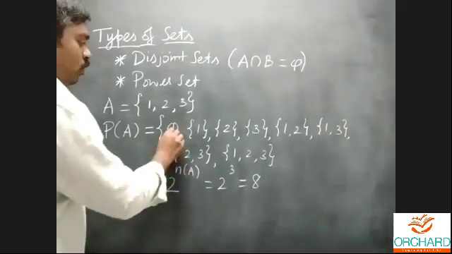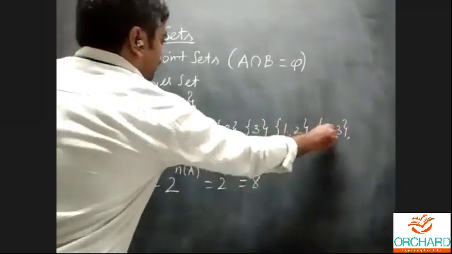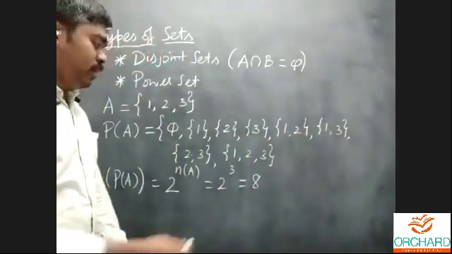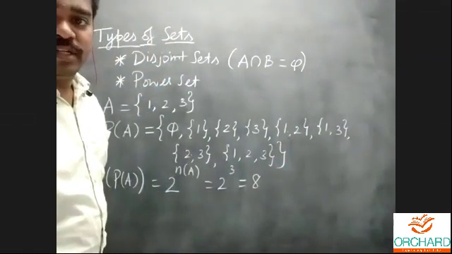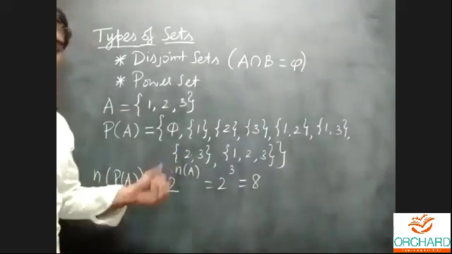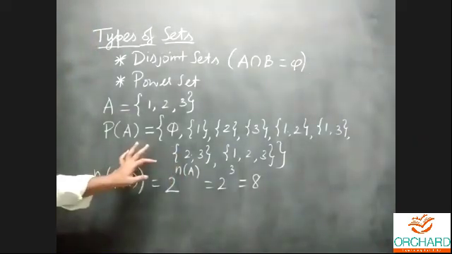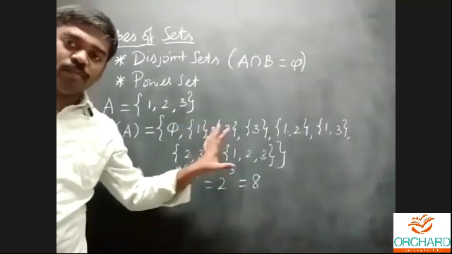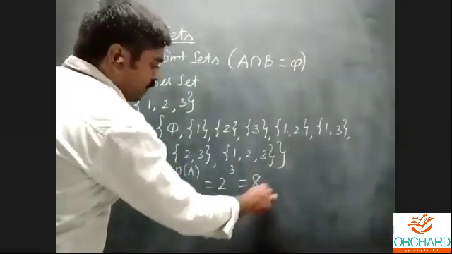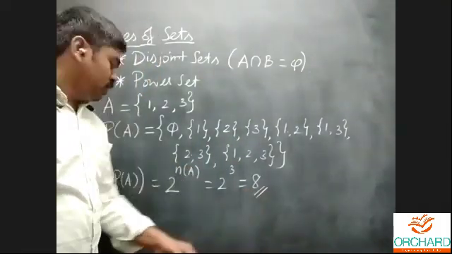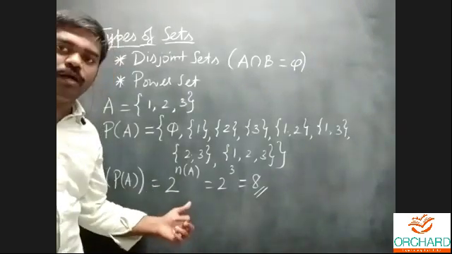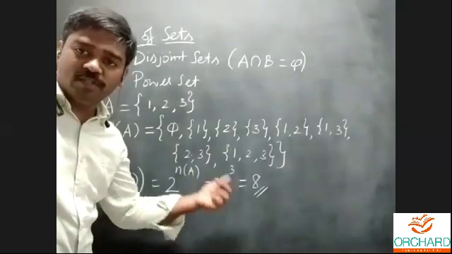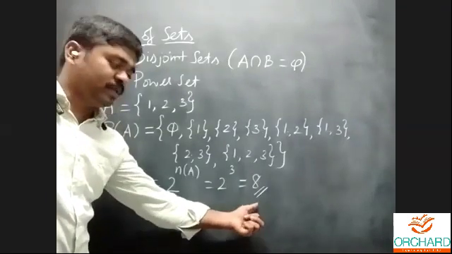Now we can check: 1, 2, 3, 4, 5, 6, 7, 8. There are 8 elements in the power set of A. This is the idea for the power set. The power set I can also call the number of subsets. Either I can call it the number of elements in the power set, or I can say the number of possible subsets for a set.